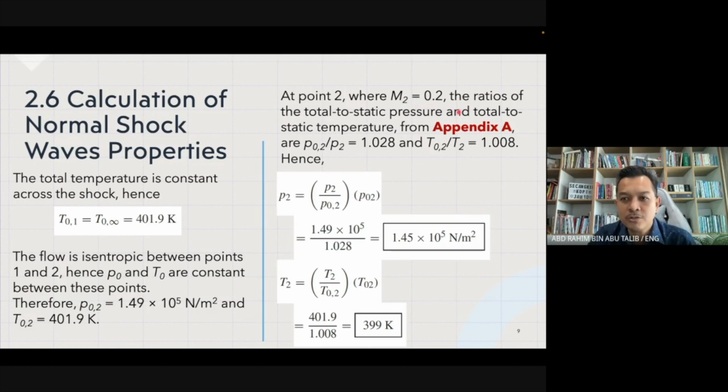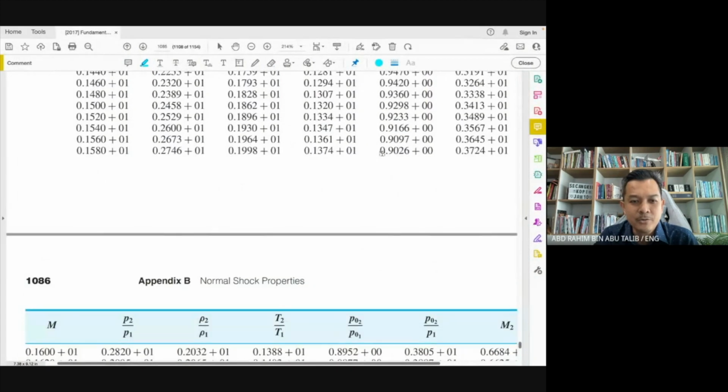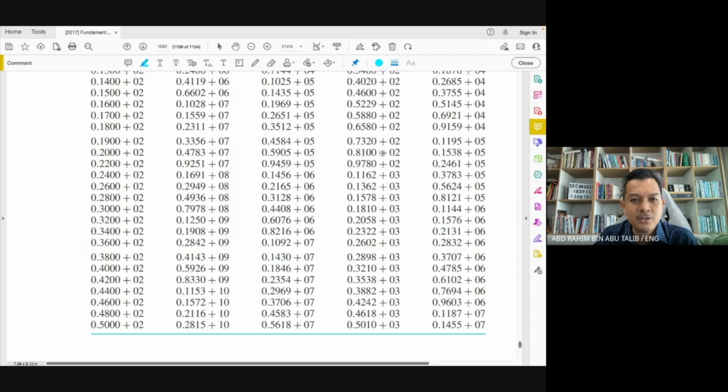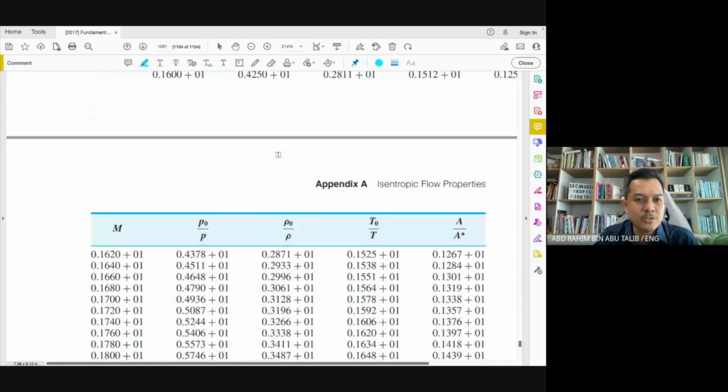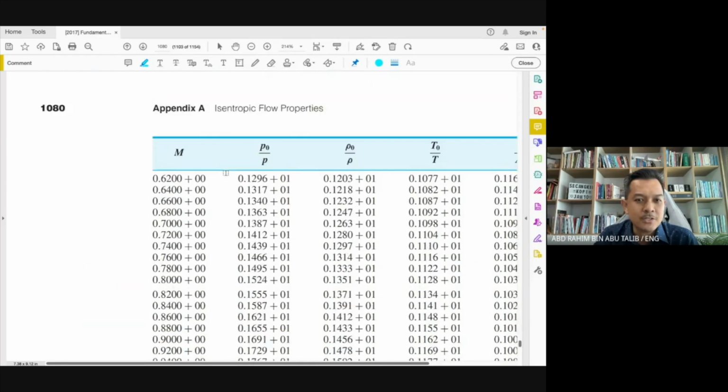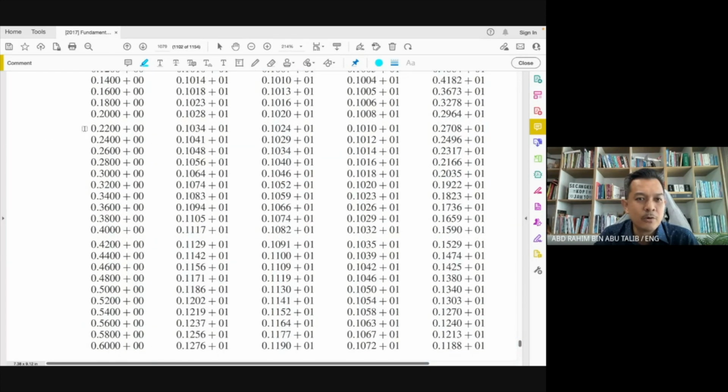At point number 2, we are also given the value of Mach number, M2 equal to 0.2. So the ratios of the total to the static pressure and total to static temperature, we read from Appendix A at Mach 0.2. Let us go into Appendix A now. We go to Appendix A at Mach 0.2, which is here. This is Mach 0.2.